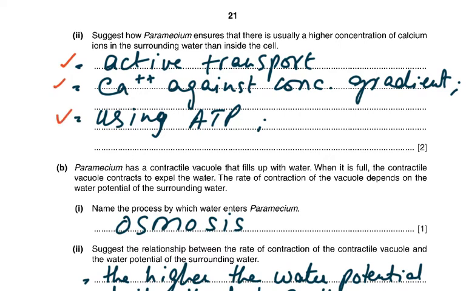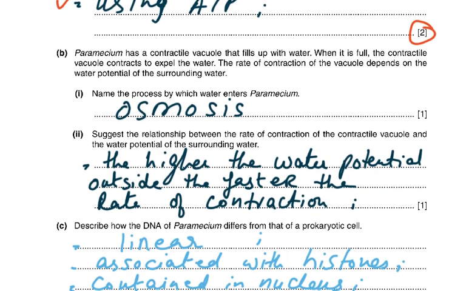Now all of you knew that active transport requires ATP, but the majority would not have written using ATP. So even if you said active transport using ATP, it was 2 marks, you would have got your 2 out of 2. Okay. Now it's another situation. Let's look at the new situation.